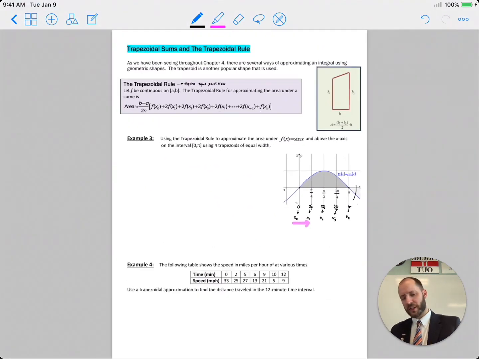So take a look at example 3 and then example 4. Example 4, I strongly suggest you draw a picture. And then check your answers with my completed note online.